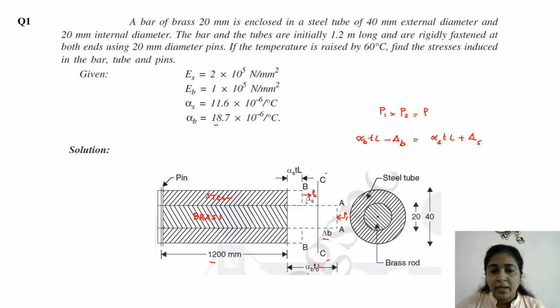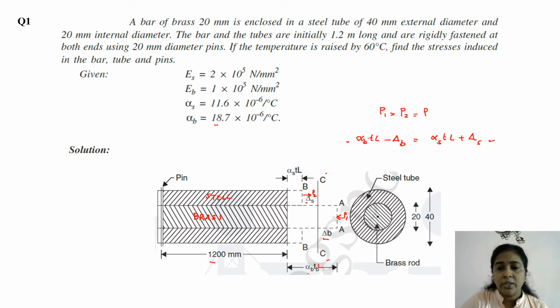This is because both should have the final position CC. If we consider the brass, then alpha B into T into L is the free expansion, up to the position AA. It has to be compressed by an amount delta B to reach the position CC. That's why the expression is like this. Now considering steel, alpha S into T into L is the free expansion of steel. It has to be stretched from BB to reach the position CC, with an increase in length due to the tensile force P2, that is delta S. That is why alpha S into T into L plus delta S.